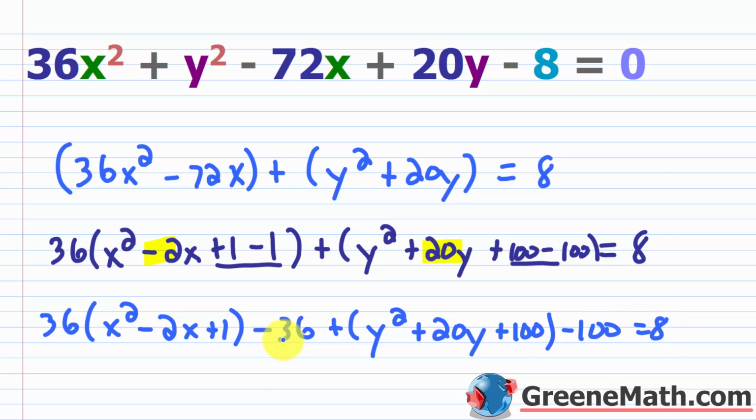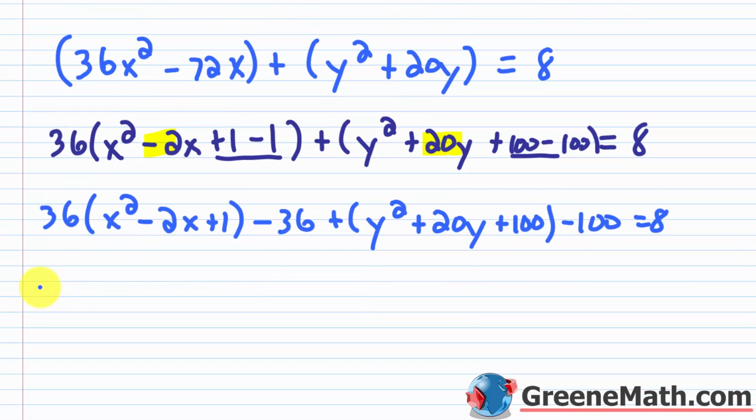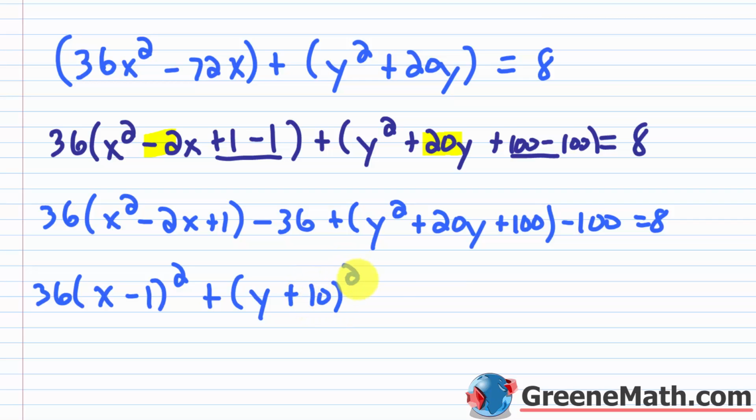So negative 36 minus 100 is negative 136. So let me scroll down a little bit. We'll rewrite this and say we have 36 times the quantity x squared. Or actually, let me just go ahead and factor this. This is x minus 1 quantity squared. And then I'm going to skip this for now. I'll get to it in a second. I'm going to say plus, you've got y plus 10 quantity squared.